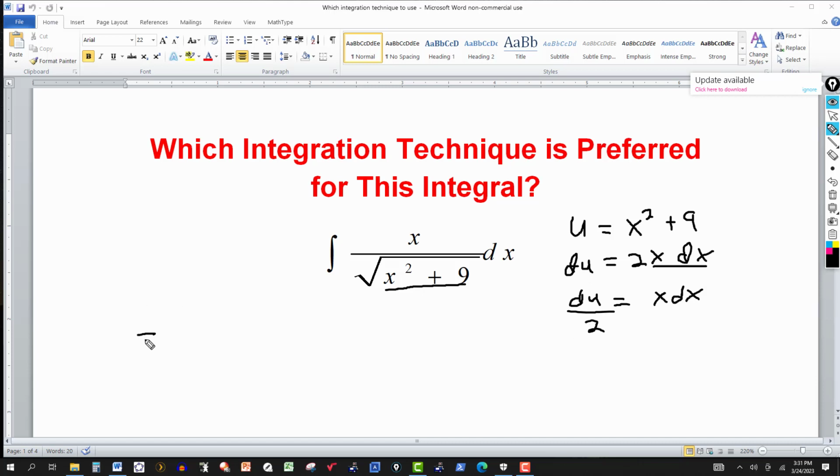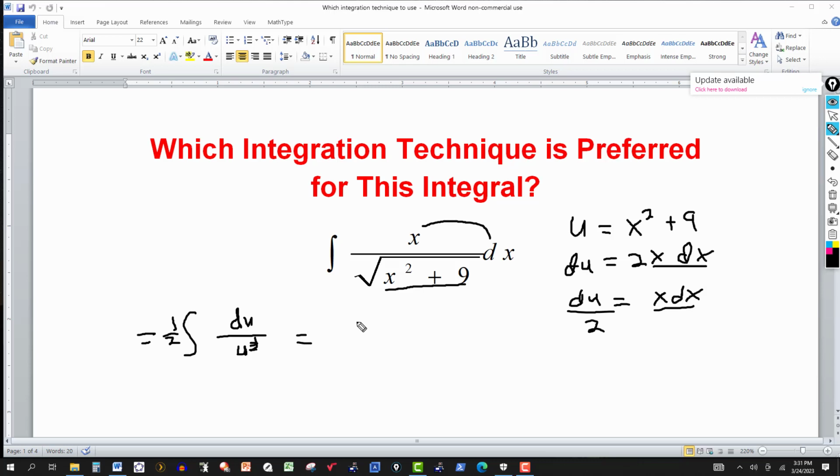So then I come back over here for this integral. x dx can be replaced by du over 2. So I'm going to put du here, and I'll put the 1/2 out here. And then in the denominator, x squared plus 9 can be replaced by u. And then instead of the radical, I'm just going to put to the 1/2 power.